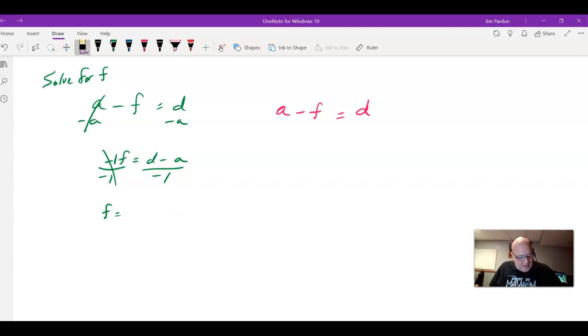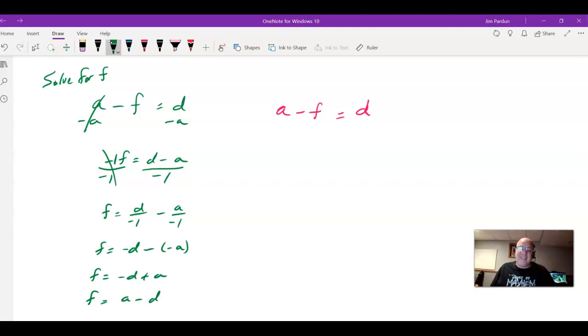Let me back up for a second and say this. When I divide both sides by negative 1, I get d over negative 1 minus a over negative 1. Well, d over negative 1 is negative d, minus a over negative 1 is minus a negative a. So this becomes negative d plus a, or I could write that as a minus d.